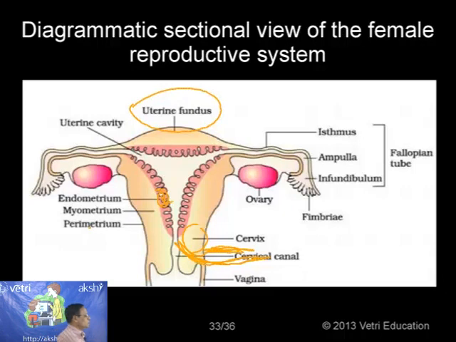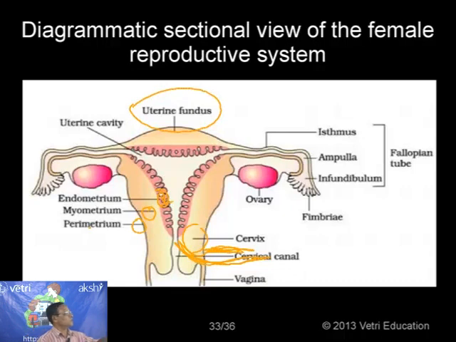The next one is the myometrium, the middle layer formed of smooth muscles of highly contractile nature, whose contraction is responsible for the delivery of the baby, or parturition, the expulsion of the fetus at the time of birth. Then the perimetrium is the outermost layer, formed of connective tissue membrane, which is why it's called the serous layer. The middle one is the muscular layer, and the innermost is the mucous membranous layer.